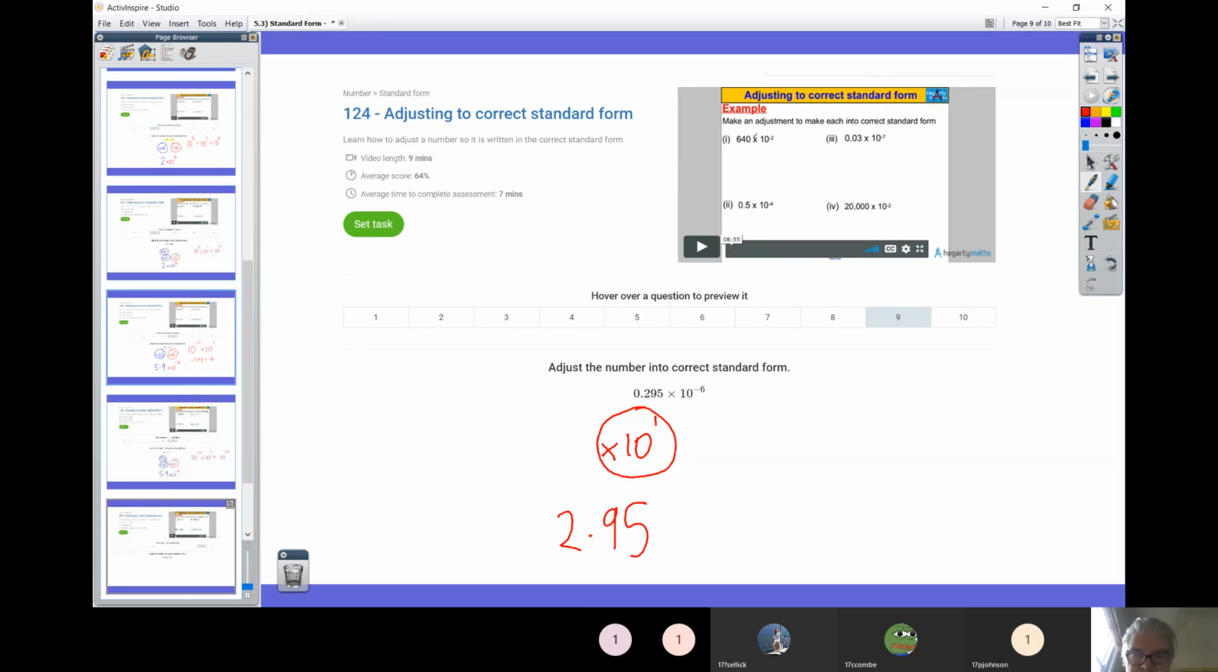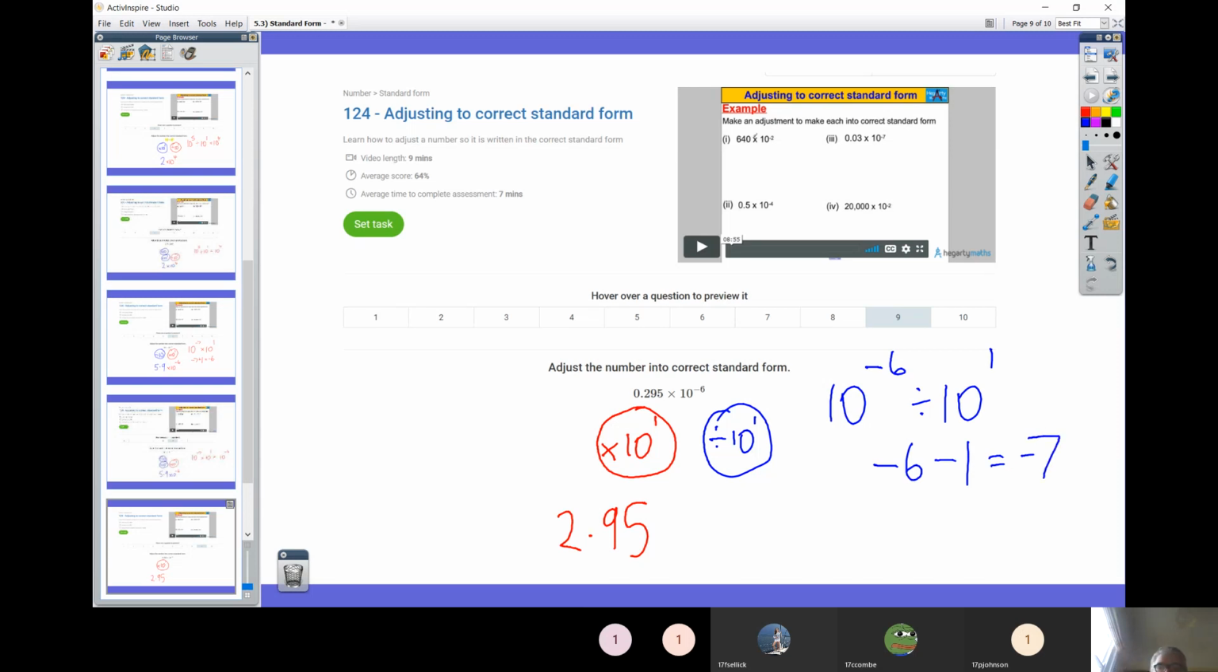So what do I have to do to the power? I have to do the opposite in order for them to cancel out to keep the number unchanged. So I'm going to divide by 10 to the power of 1. So I've got 10 to the power of minus 6 divided by 10 to the power of 1. Now when I divide, I subtract the powers. What is minus 6 subtracting 1? That is minus 7. So my final answer is 2.95 times 10 to the minus 7. And that would be my final answer.